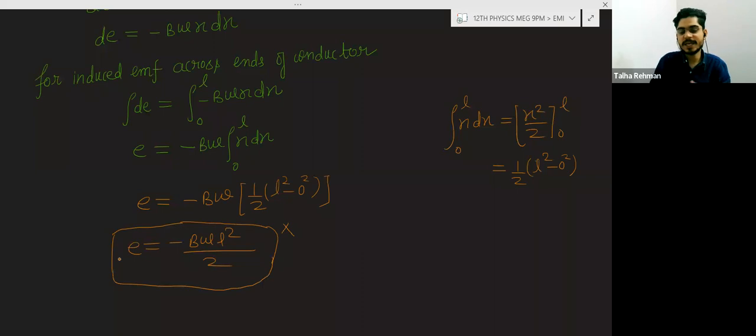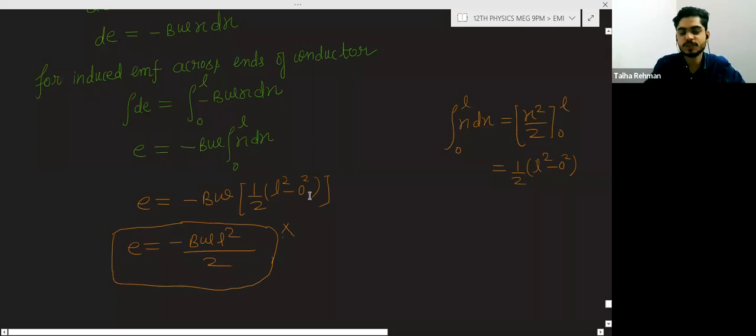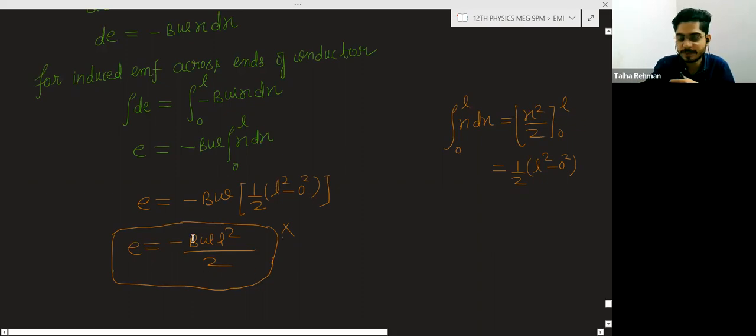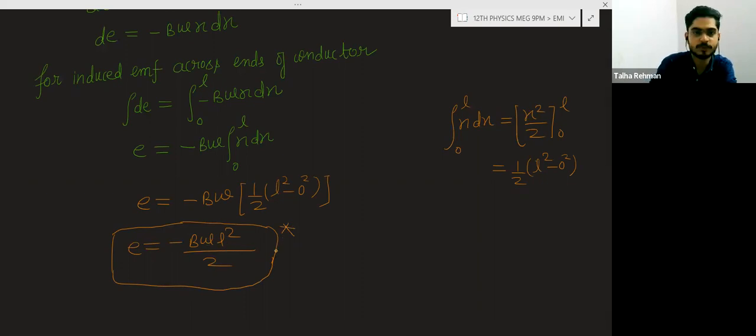So this is the EMF induced across the ends of a conductor which is rotating in a given magnetic field which is perpendicular to the plane of the conductor, and the conductor is rotating with an angular velocity of omega. Here B is the magnetic field, omega is the angular velocity with which the conductor is rotating, and L is the length of the conductor. Okay, so this is the formula you should know.